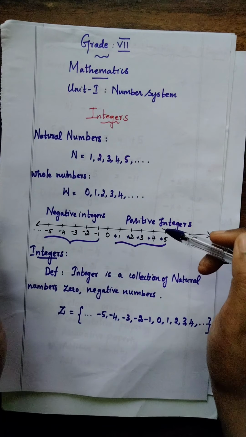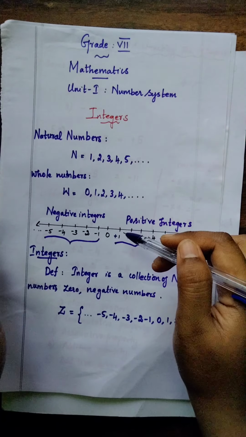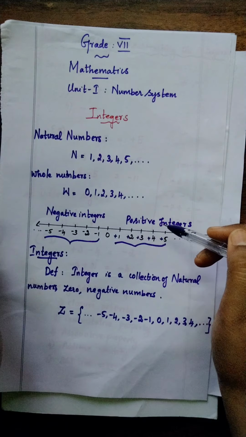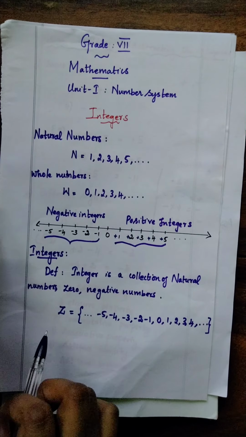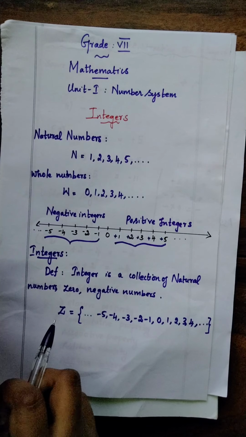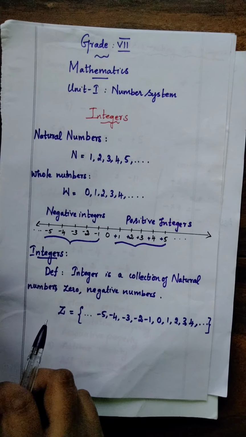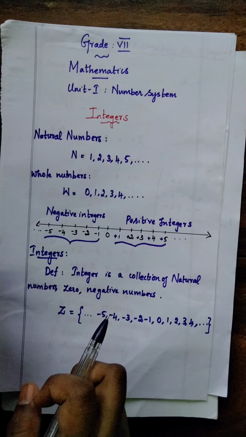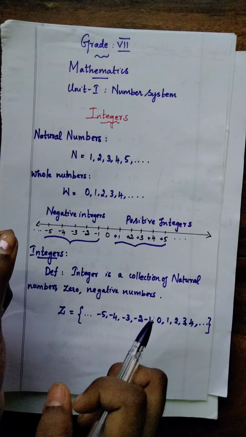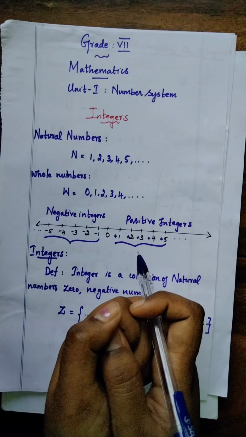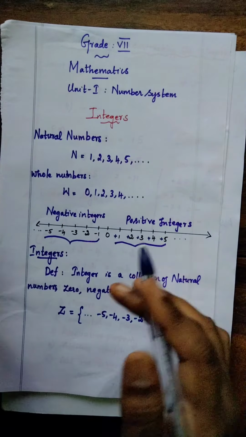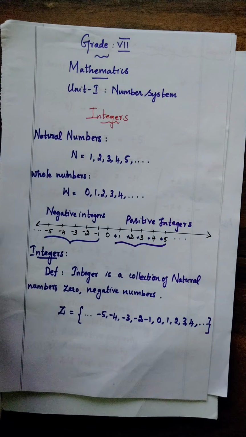Integers are a collection of natural numbers, meaning 1, 2, 3, 4, 5, etc., then 0 and negative numbers. They are denoted by the letter Z. So Z is equal to minus 5, minus 4, minus 3, minus 2, minus 1, 0, 1, 2, 3, 4, etc. This is integers. What is an integer? Tell me again. An integer is a collection of natural numbers, 0 and negative numbers.